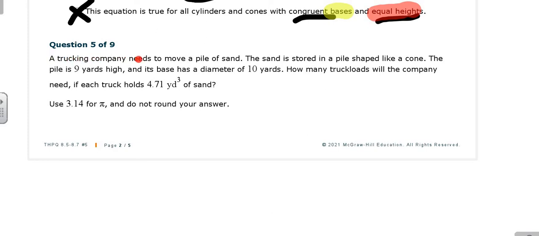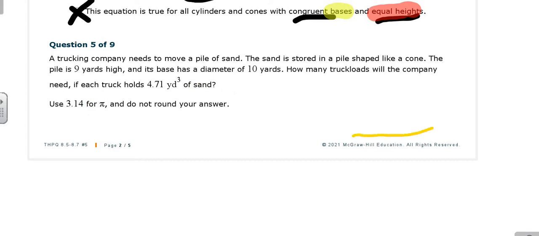Trucking company needs to move a pile of sand. The sand is stored in a shape like a cone. Pile is 7 yards high. Its base diameter is 10 yards. How many truckloads will the company need if each truck holds 4.71 yards cubed of sand? Use exactly 3.14.